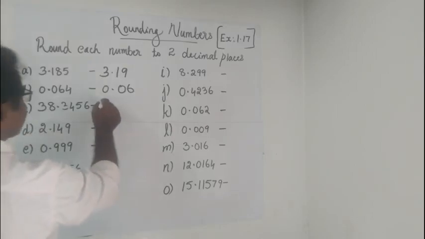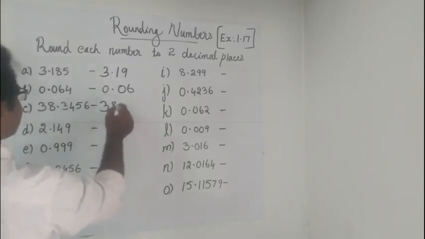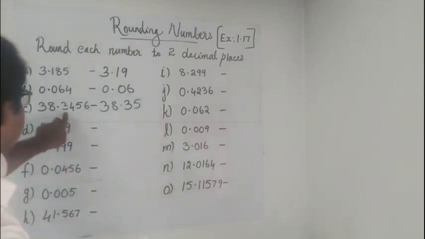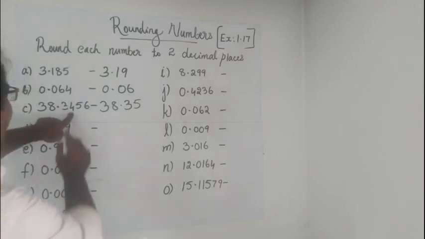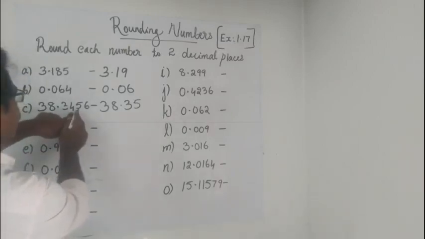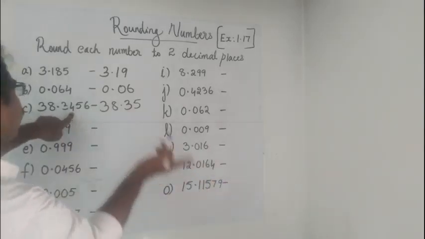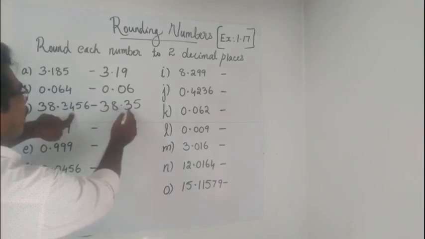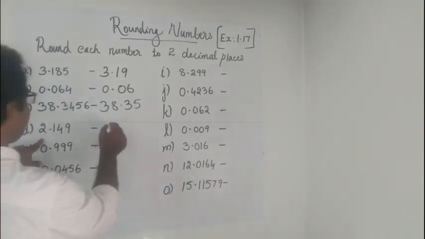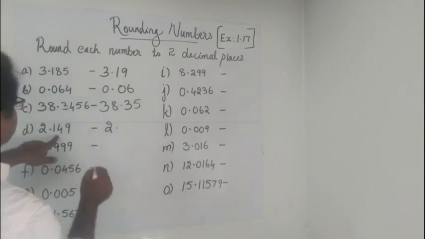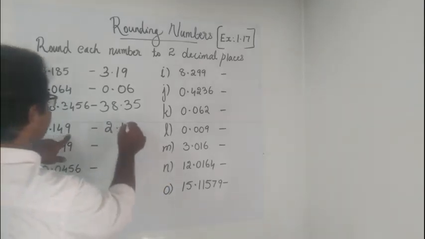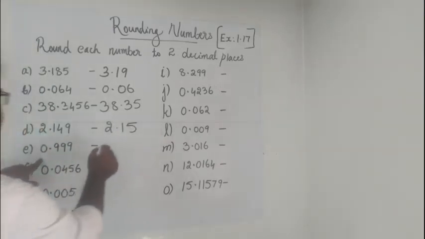And the next, 38.3456. How will you write? 38.35. See, focus on the 2 digits, 0.34, isn't it? So after the 4, there is 5 here. So 5 or greater than 5, we add 1 to this number. So 4 becomes what? 5. So I will write 38.35. Got it? Next, 2 point like that. Focus on the 2 digits. Here it is greater than 5.